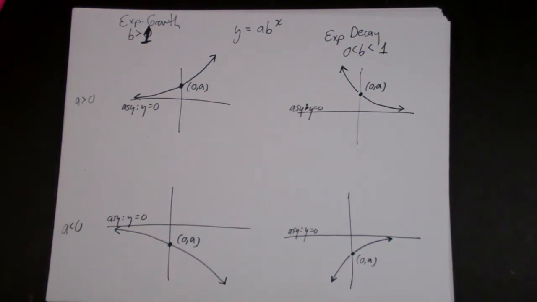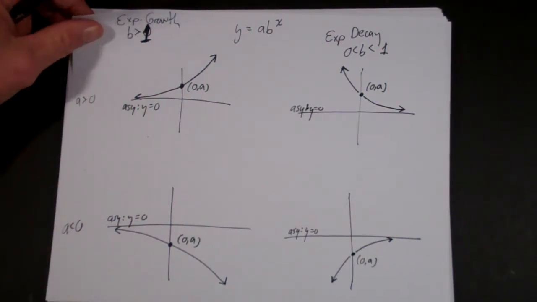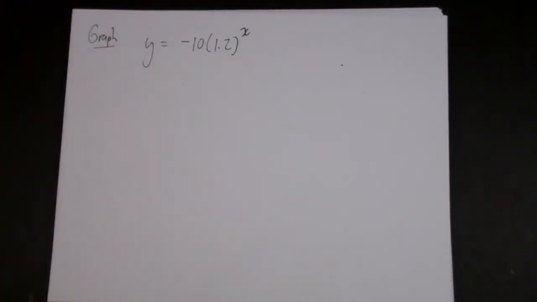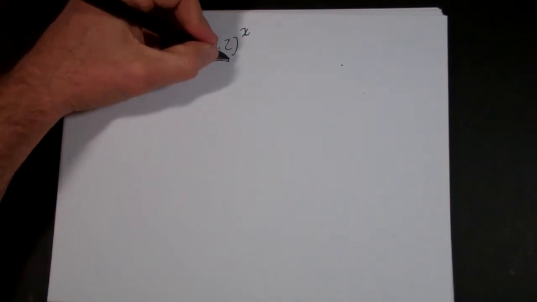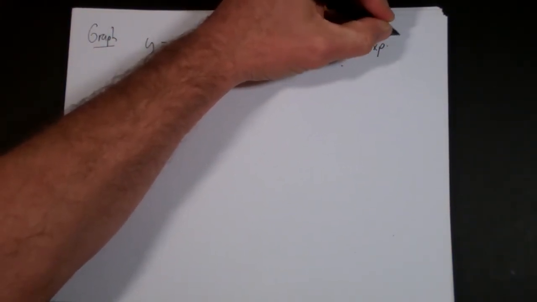So from this, you can pretty easily sketch out what the graph looks like, even if you don't do a table of values. So let's do an example. Let's graph y is equal to minus 10 times 1.2 to the x. First of all, let's identify if it's exponential growth or decay. Let's look at b. Since b is greater than 1, that means it's exponential growth.